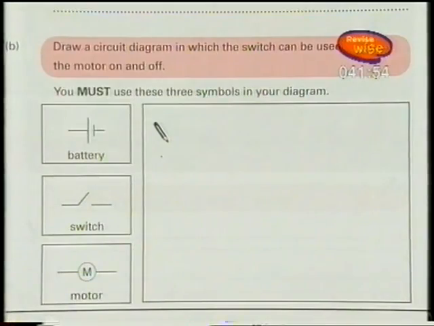Now, 3 very common symbols to remember are the symbol for the battery, the symbol for the light, and the symbol for the switch. Look here. I've got a question asking me to draw a diagram. Draw a circuit diagram in which the switch can be used to turn the motor on and off. You must use these 3 symbols in your diagram: battery, switch, and a motor.